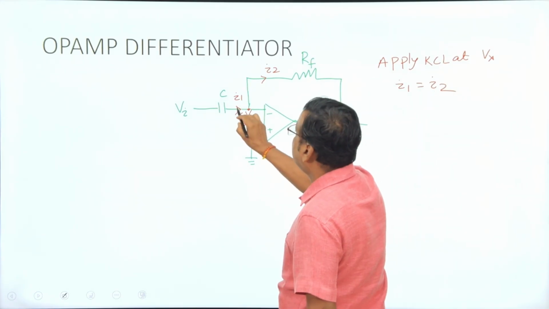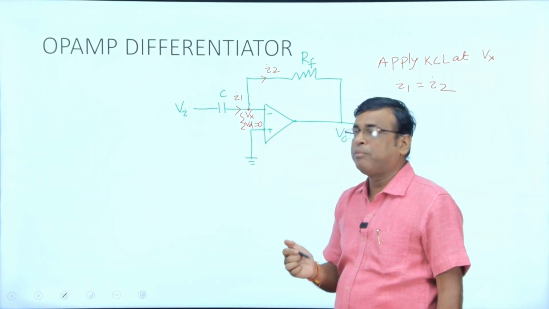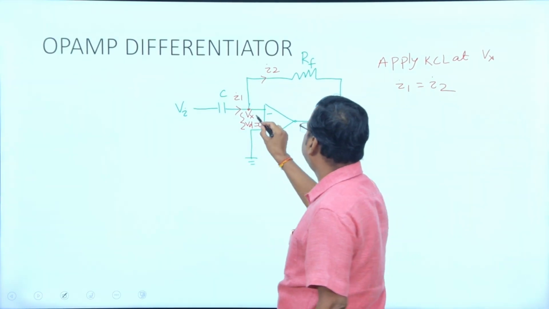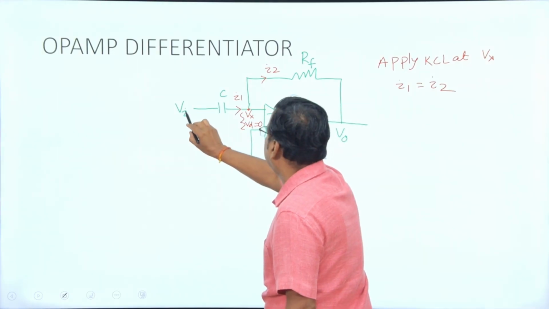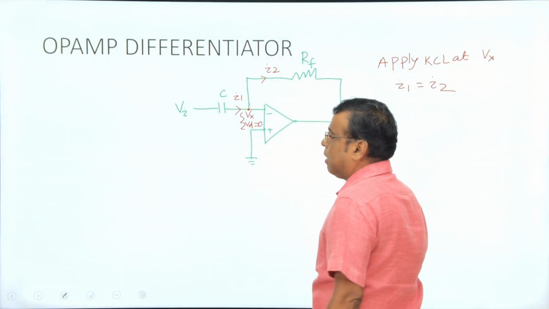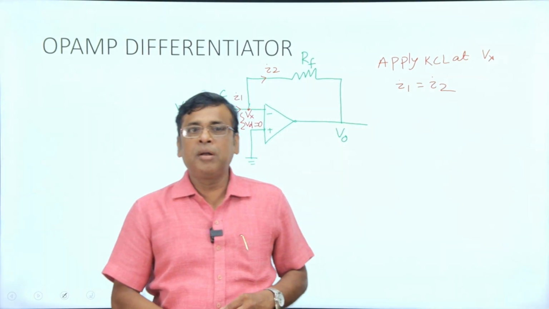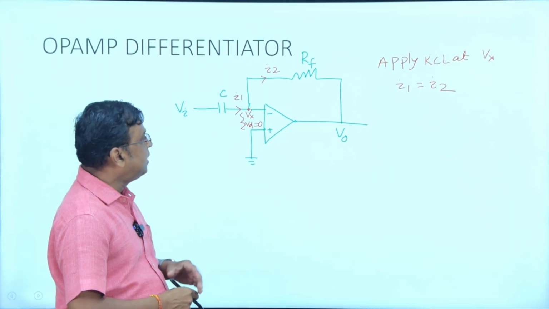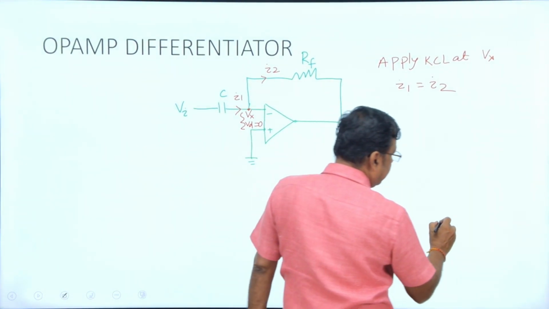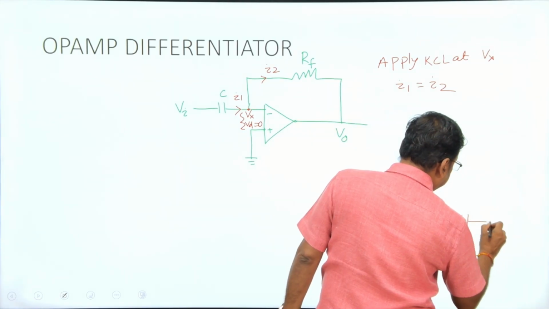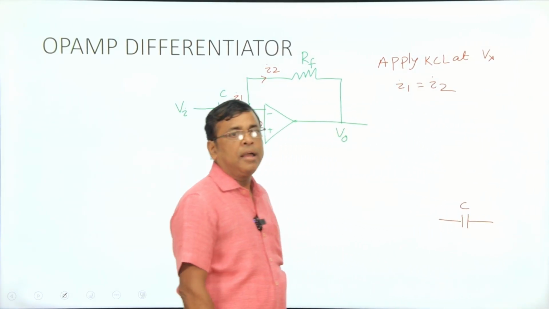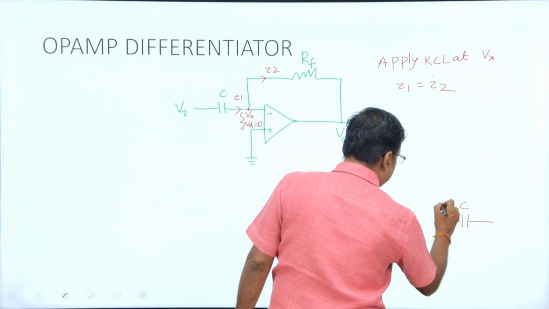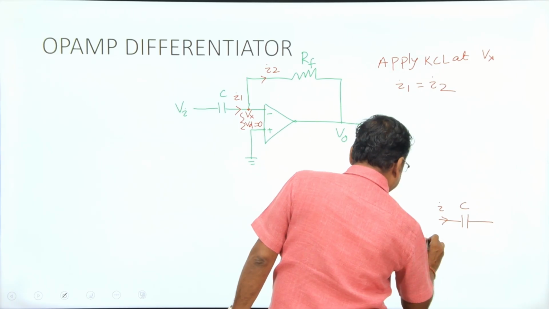So what is the I1 value? I already told you, current equals voltage by impedance, or voltage by resistance. So I1 equals Vi minus Vx. If there is a resistor, you can directly find the current, because current equals voltage by resistance. If there is a capacitor, one of the principles of the capacitor is that the current flowing through it is I equals C dV by dt.